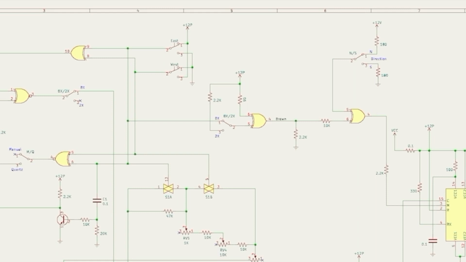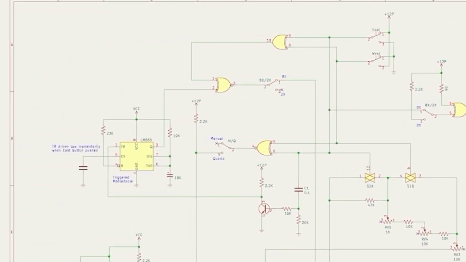East has one more trick up its sleeve, and that is this upper 555 timer that is configured for one-shot operation. It's triggered by the down press of the East key. We'll look into that circuit in a future video. Each time the East key is pressed down, this one-shot timer produces a 1 second long pulse.